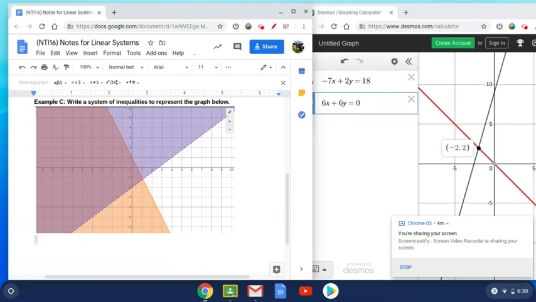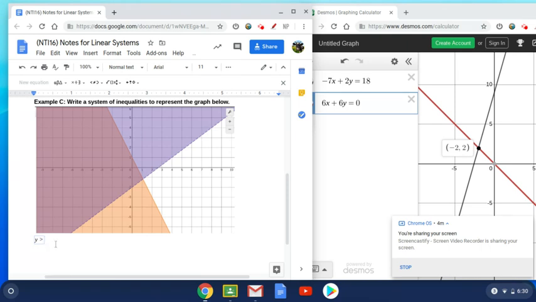So we always start with writing y first. First thing I want you to notice on this purple line, okay, is where is the shading? Well, if I put my finger or my cursor anywhere on this purple line, to get to the purple shading, I have to go up. Well, up on a graph means numbers get bigger, so this line is going to have a greater than symbol with it in its equation, okay?